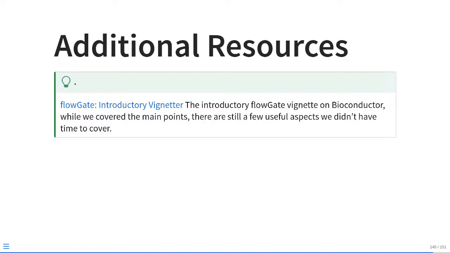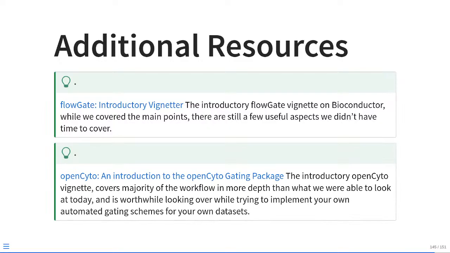In terms of additional resources, both of these packages are from Bioconductor, which means they have really good vignettes. And when it comes to how to use these packages to their full extent, there's no one better to give the explanation than the maintainers themselves. So I'm referencing back to the flowGate introductory vignette. We covered most of it, but there were a couple points we didn't have time to touch on, so you may still circle back and double check on these.